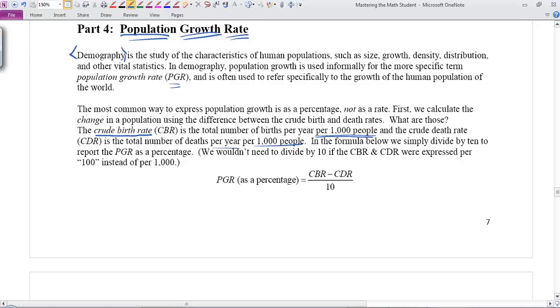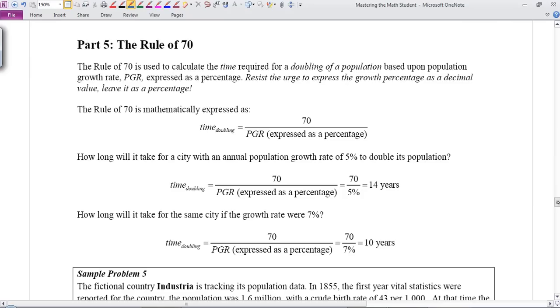So we have a formula shown below, where we simply divide by 10 to report the PGR, the population growth rate, as a percentage. Again, we wouldn't need to do this if we expressed them per 100 instead of per 1,000. That's the whole point of dividing by 10. If I want a percentage, it means per cent. Cent means 100. How many cents are in a dollar? How many years are in a century? Get it? So it's simply the birth rate minus the death rate, divided by 10. All right, we're going to work a problem with that here in a bit.